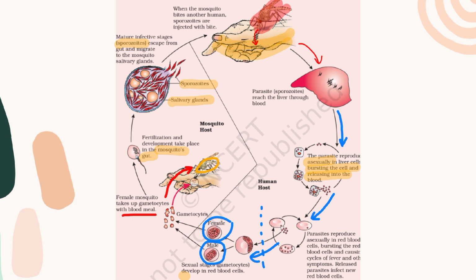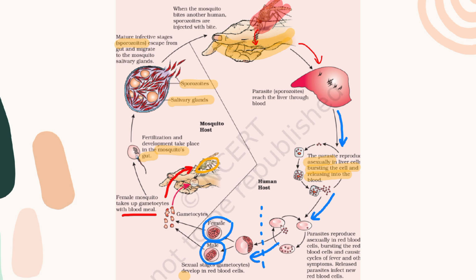And the story goes on again, that when an infected mosquito bites a healthy human, the sporozoites are transferred. So we must know that the infective stage of malaria to human beings is the sporozoite, whereas the infective stage of malaria for the mosquito is the gametocyte.